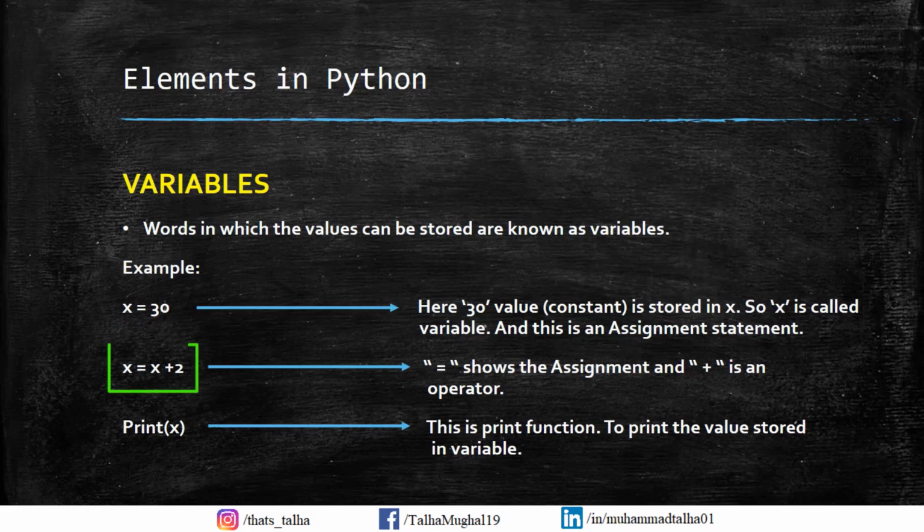The next example is x is equal to x plus 2. Here equals shows the assignment, and plus is an operator, and the meaning of this statement is add 2 to the value of x and restore that value in the variable x, which means that after addition, the value of x will be updated and the previous value will be overwritten. The next line is print x. This is a print function, and it is commonly used to print the values that are stored in variables.